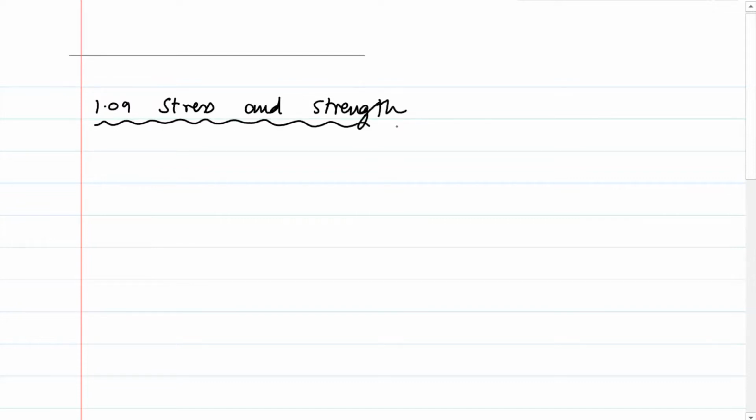We'll continue where we left off in the introduction chapter. Stress and strength. Okay, so when we talk about stress, we usually mean an engineering quantity which is defined as force per unit area.